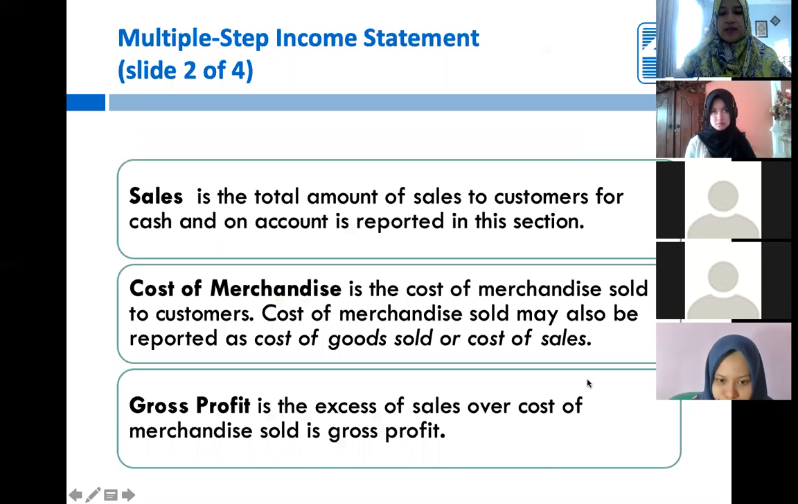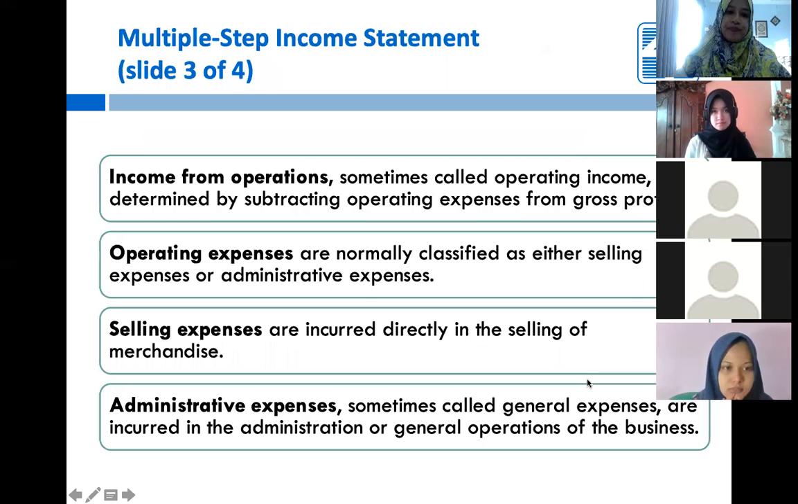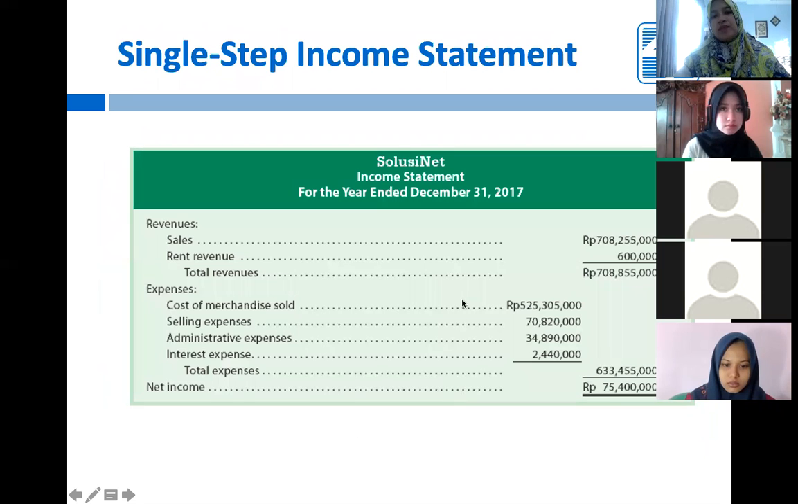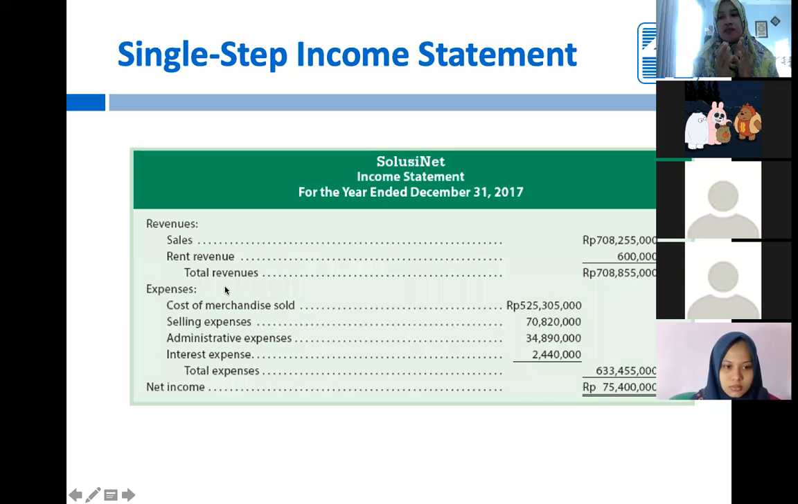A second type of income statement. Okay, this is the detailed explanation of each item. A single step income statement is basically a very straightforward income statement. So whatever revenue, it will be combined in the first section. Okay, so the revenues from sales and other revenue as well.